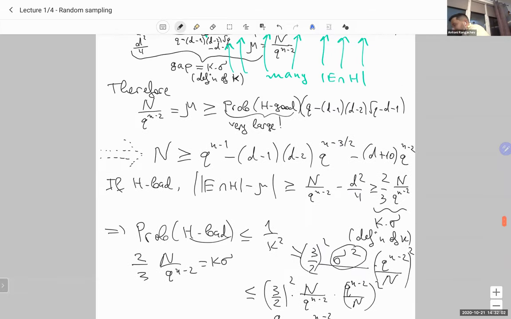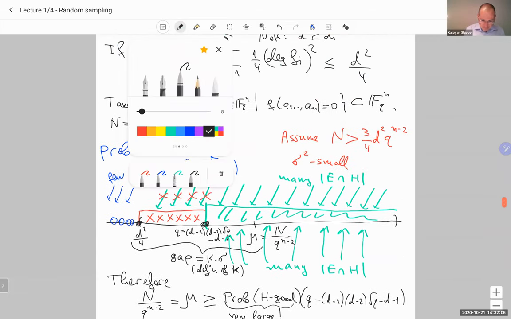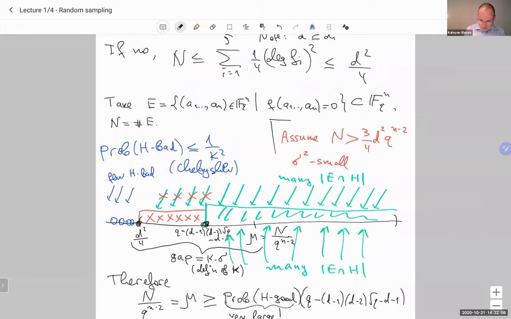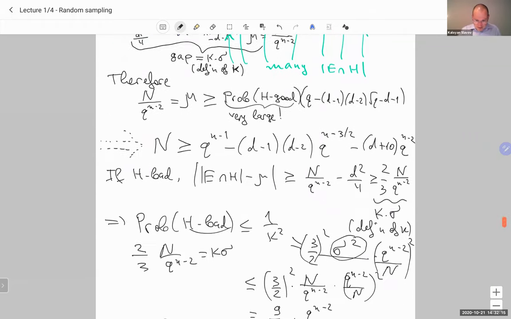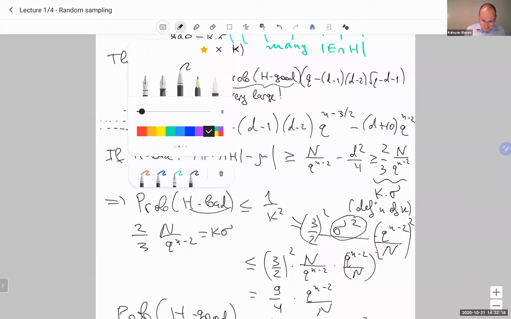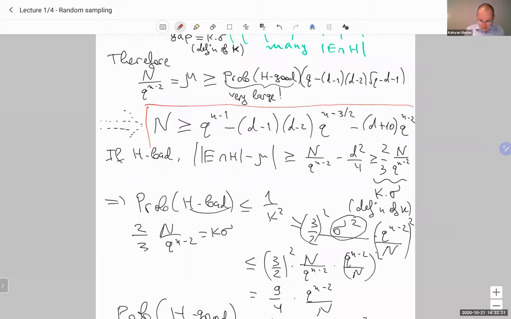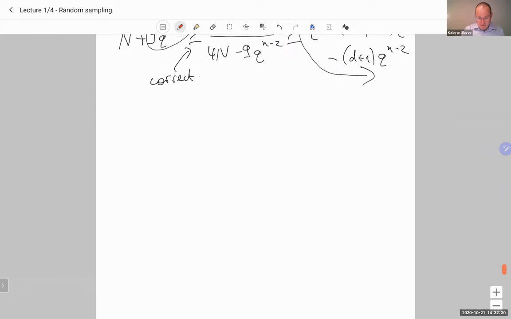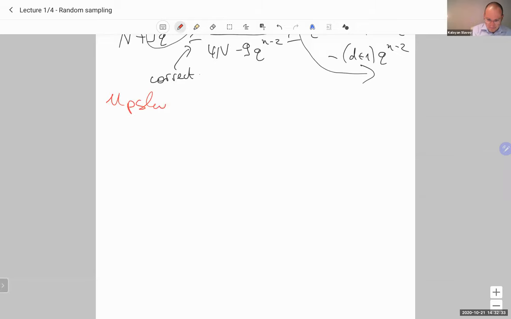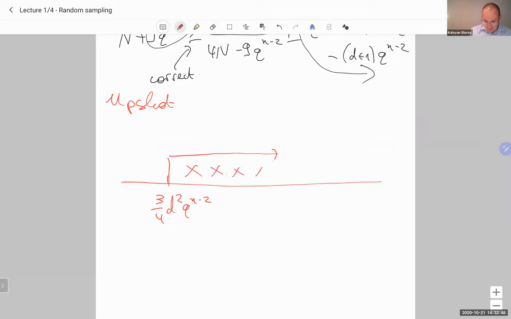So here is the upshot. If I make this assumption on n here in red, that it's like q to the n minus 2, then n, you can see here, then it's really large. If it's reasonably large from the beginning, then it has to jump across the whole interval. So here is our upshot. If n is at least 3/4 d squared q to the n minus 2, again, you can play with the parameters, the moment n goes to the right of this, there is a forbidden zone.